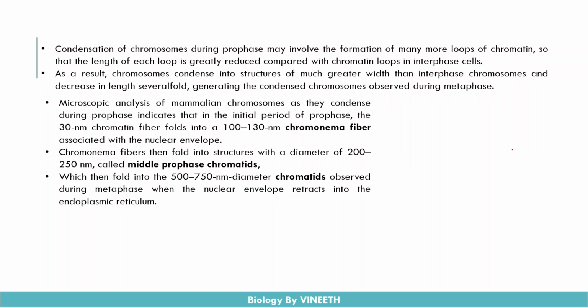Okay, and in the initial period of prophase, the 30 nanometer fiber folds into a 100 to 130 nanometer chromonema fiber. The first condensation is folding the 30 nanometer fiber into the chromonema fiber, and then the disappearance of the nuclear envelope also happens. Then this chromonema fiber folds into a structure with a diameter of 200 to 250 nanometers, which we call the middle prophase chromatid. By the end of the prophase or the initial metaphase, this middle prophase chromatid further folds into 500 to 750 nanometers in diameter, forming the chromatids. These chromatids are observed during the metaphase, just after the end of the prophase.